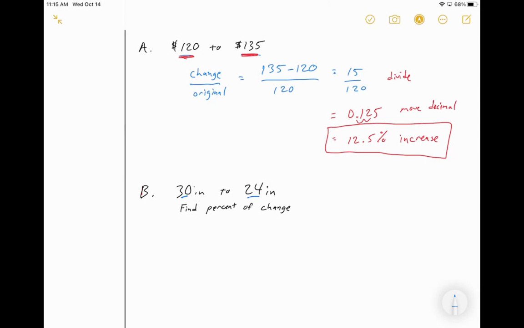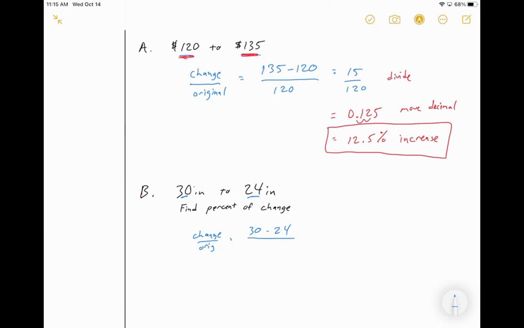All right, let's take a look. Here we go. Ready? Watch. So remember, change over original. Okay. 30 minus 24. Now, here's the only place where you can make a mistake, really. Is the original number 30 or is the original number 24? What did I start with? Did I start with 30 or did I start with 24? 30. We started with 30, yeah?